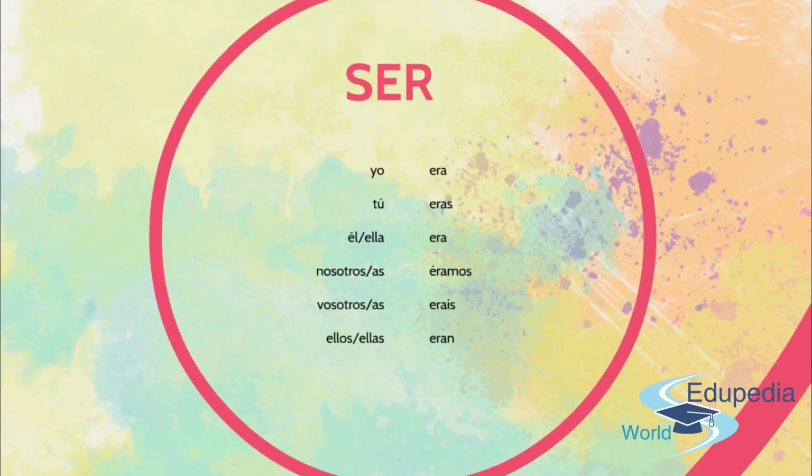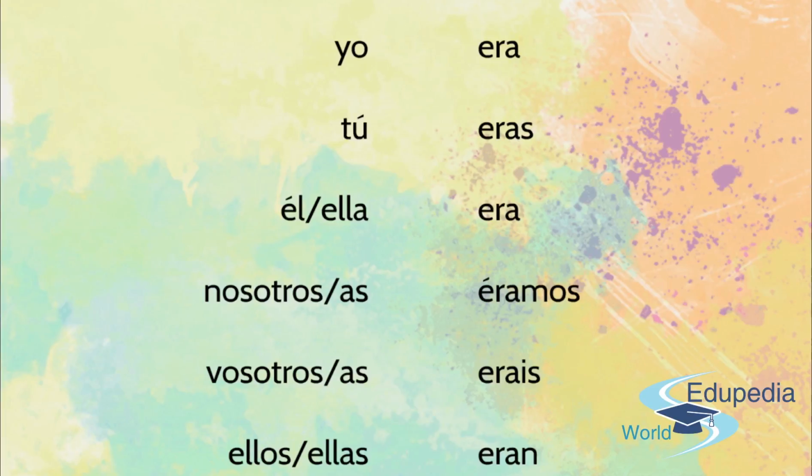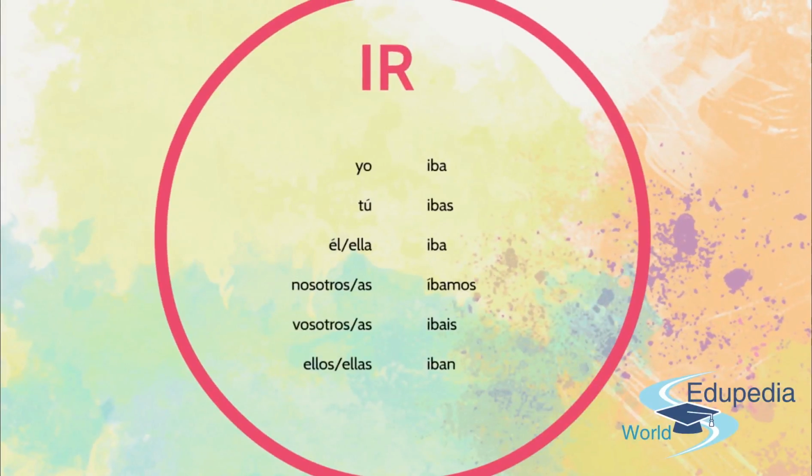Ser, to be, okay? Yo era, tú eras, él, ella era, nosotros, nosotras éramos, vosotros, vosotras erais, ellos, ellas eran. Notice that actually the endings are not that different. The main thing that changes is the stem of the verb. The ending is almost the same. Era, eras, era, éramos, erais, eran. So, I used to be, it was. I was the new kid in class. Yo era la niña nueva en clase, okay?